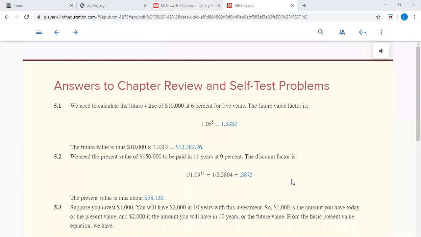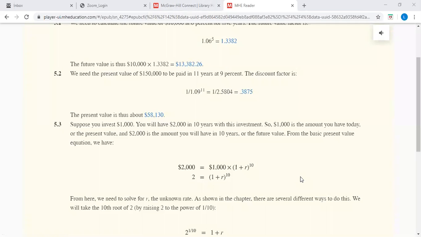The third problem, now we're looking at how we determine the rate of return. So you've been offered an investment that will double your money in 10 years. What rate of return are you being offered? Check your answer with the rule of 72. We didn't look at that.